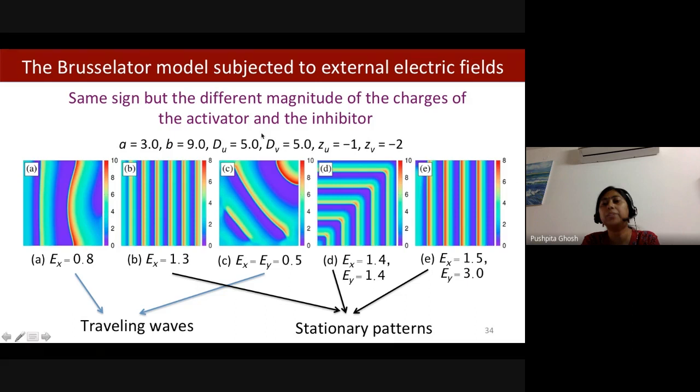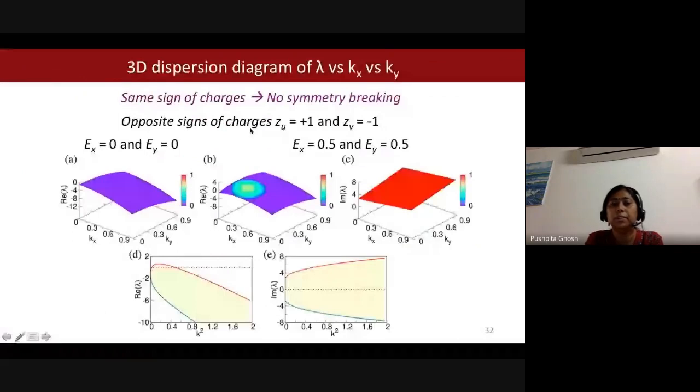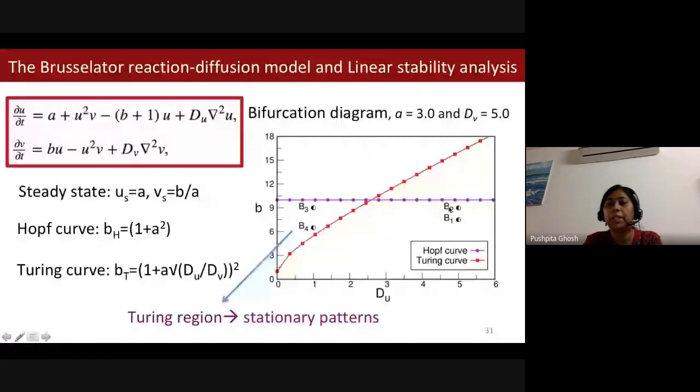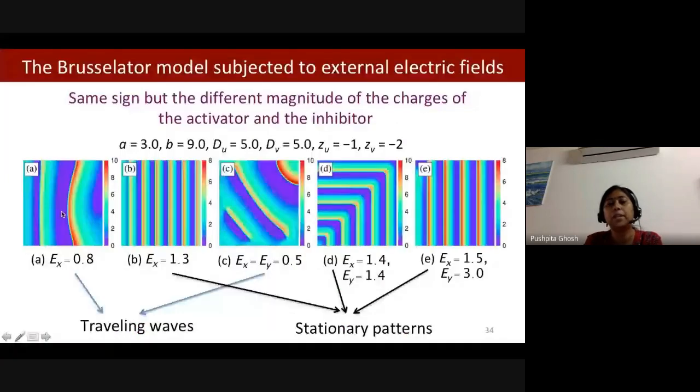So with this situation, with the same diffusion coefficients, there are these points. I will one more time show you these points B1 and B2. We can see initially, when we have a small value, this is for the B1 point, we could see a traveling wave, and then as I increase this electric field intensity, a stationary pattern appears.